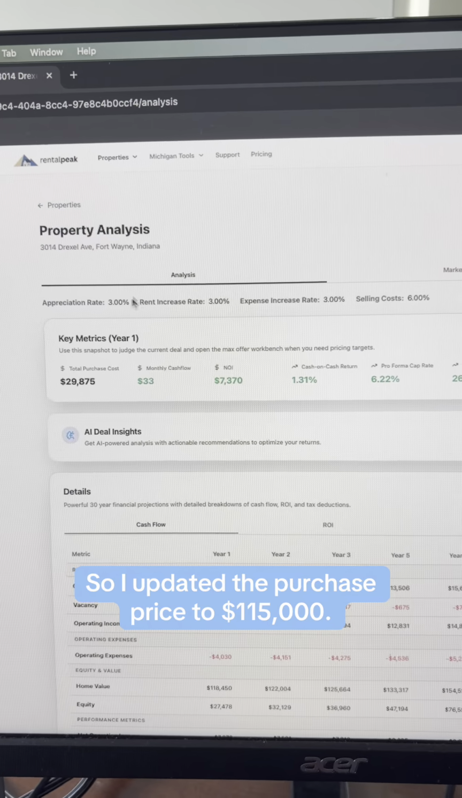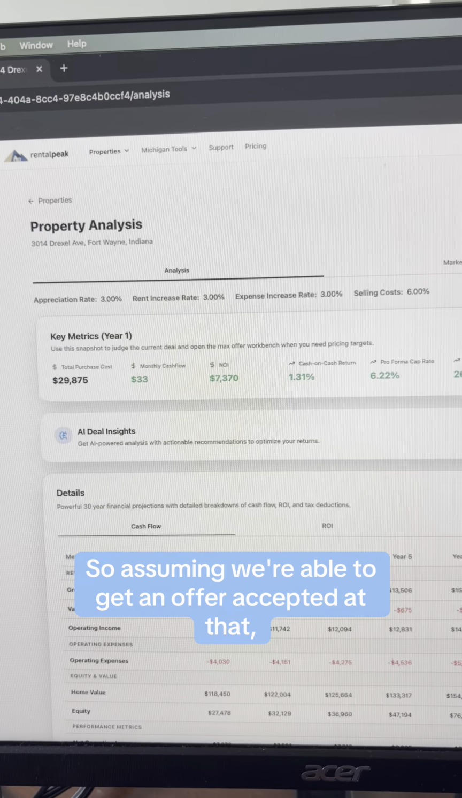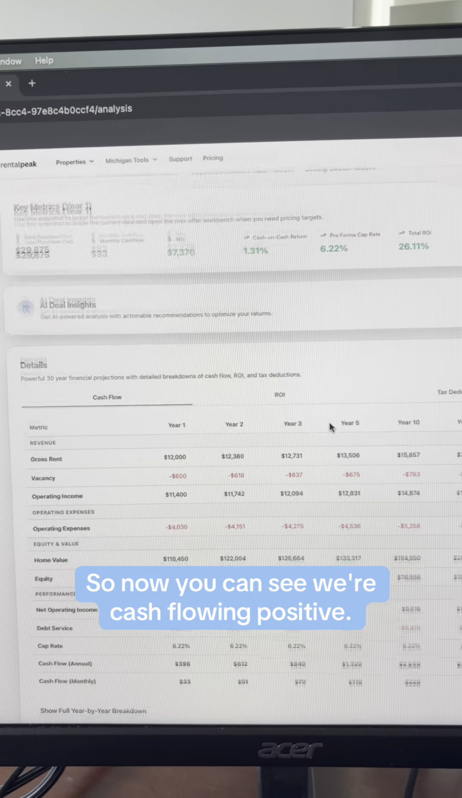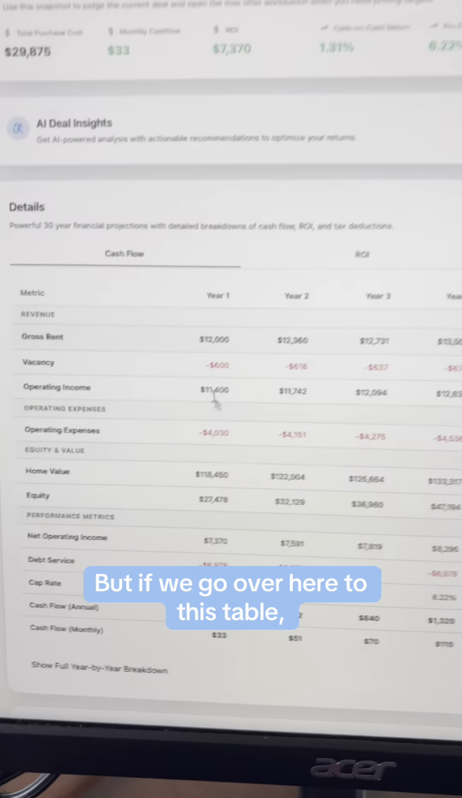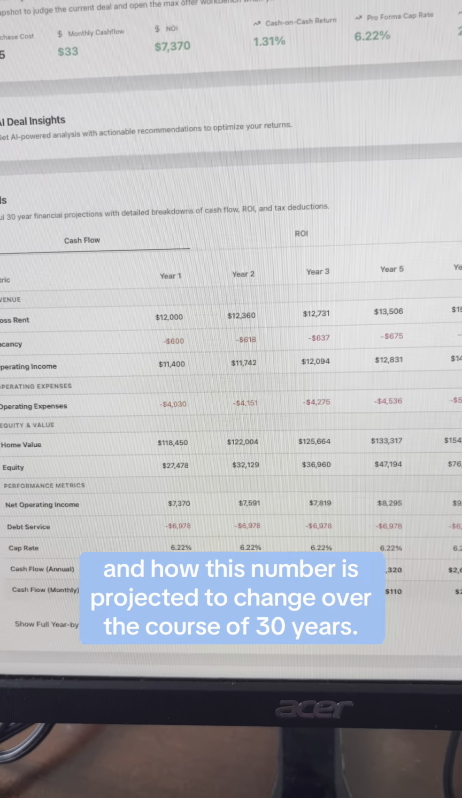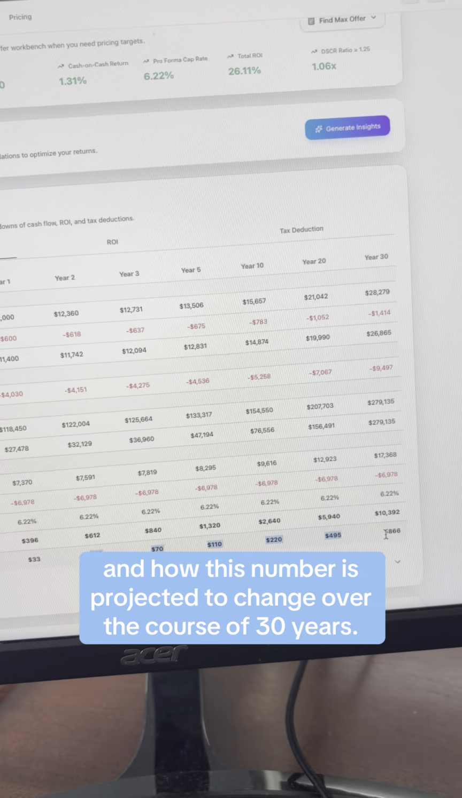So I updated the purchase price to $115,000. So assuming we're able to get an offer accepted at that, these are the projections and how they've changed now. So now you can see we're cash flowing positive. But if we go over here to this table, you can see the calculations behind how we get to our cash flow and how this number is projected to change over the course of 30 years.